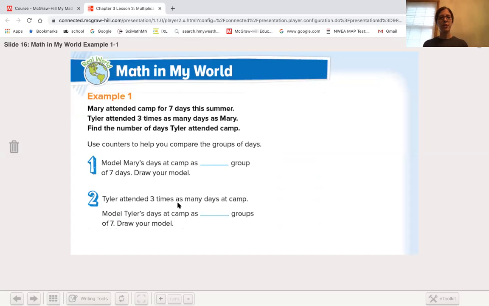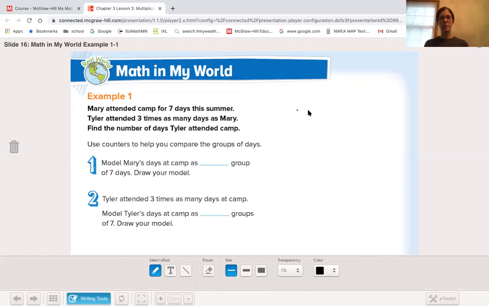Mary attended camp for 7 days this summer. Tyler attended 3 times as many days as Mary. Find the number of days Tyler attended camp. So again, you're thinking you have the number 7, and your next number will be 3 times as many. And you hear it right there what to do. But of course, they want you to use counters. Okay? So you're going to use counters 7.